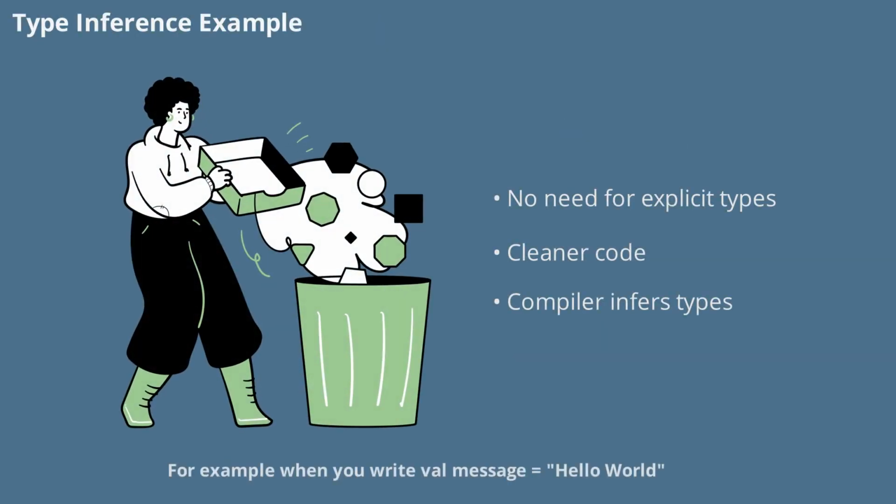For example, when you write val message equals "hello world", the compiler knows message is a String. If you write val currentYear equals 2026, it knows currentYear is an Int. This reduces boilerplate and helps you focus on logic, not syntax.